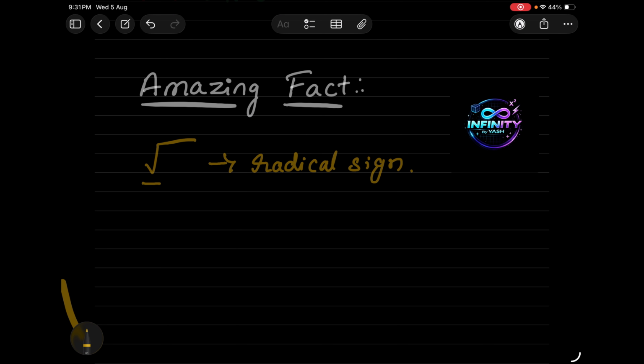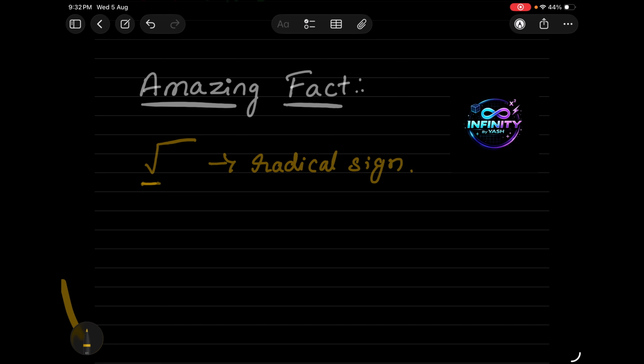This symbol, the square root symbol, is called the radical sign. Mathematicians have used it for hundreds of years. Whenever you see the symbol, your brain should immediately think, I'm finding the original number. Now you know what exactly a square root is.